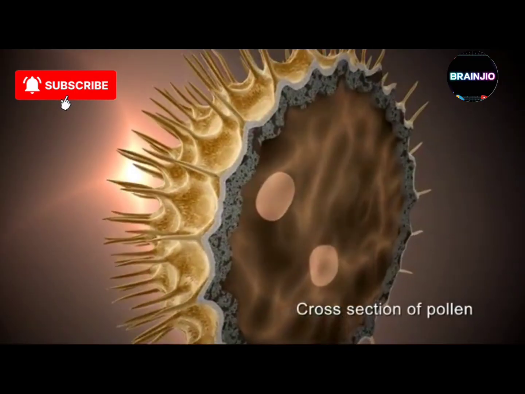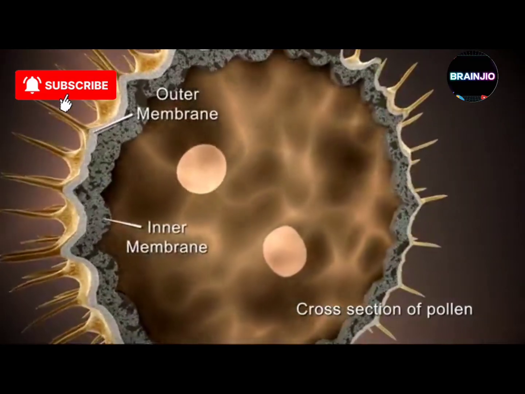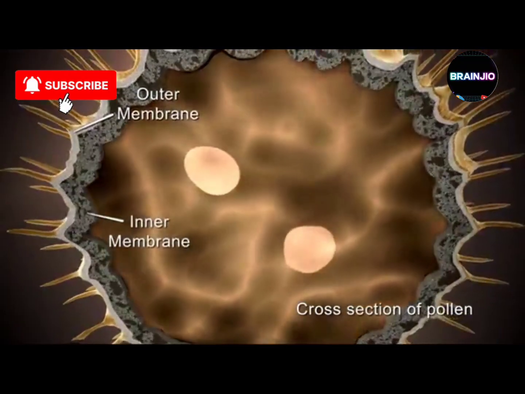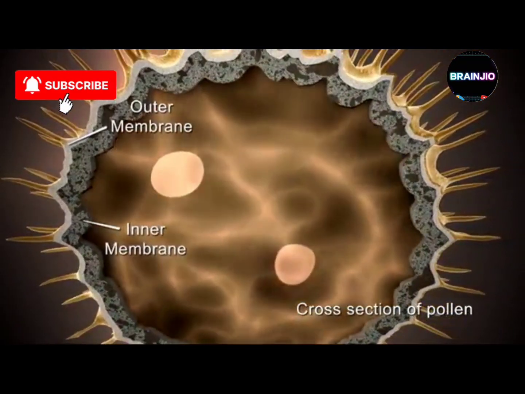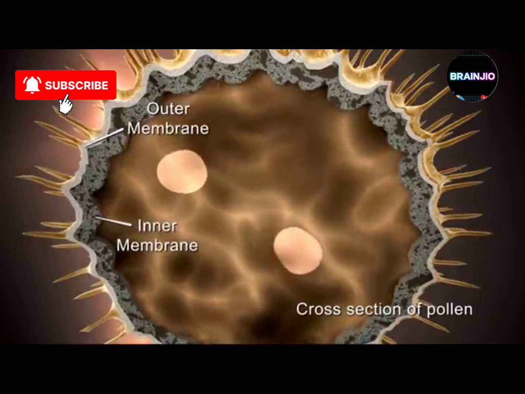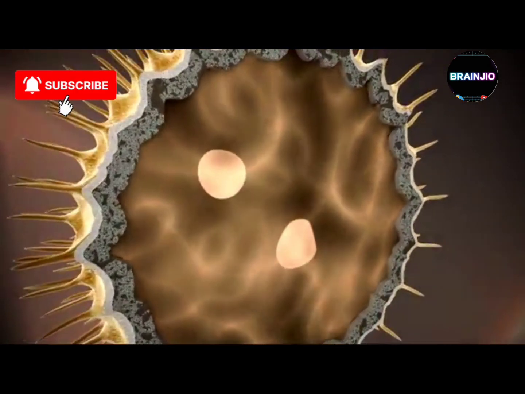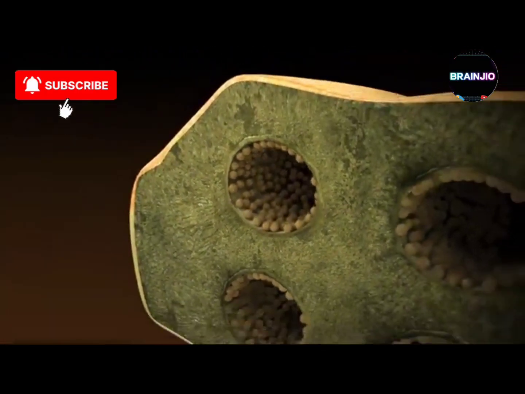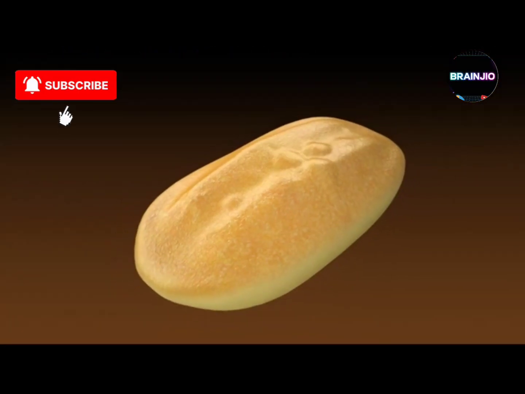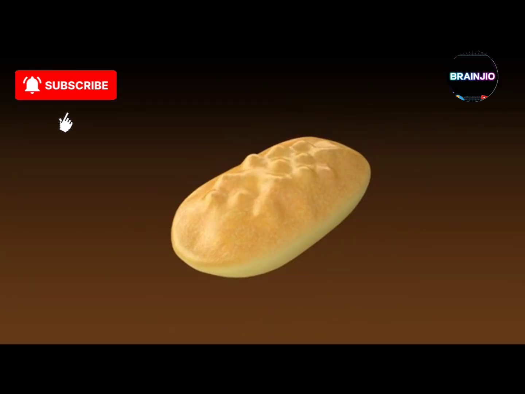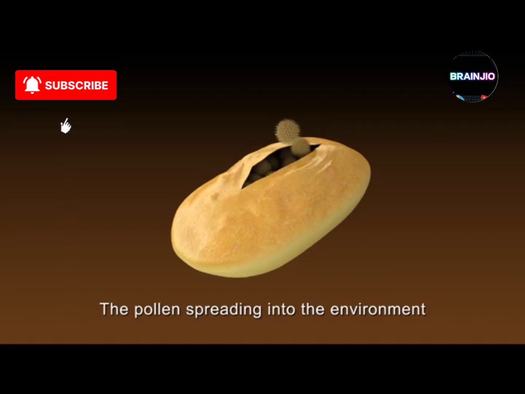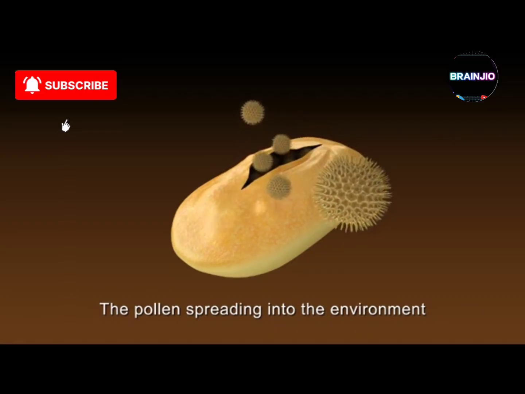Pollen grains are surrounded by a double membrane layer. The outer membrane may vary in structure, such as spikes, pores, or patterns on its surface. The inner membrane is smooth. The inner membrane is live, while the outer membrane is dead. The maturing pollen sacs explode to release and disperse the pollen into the environment.